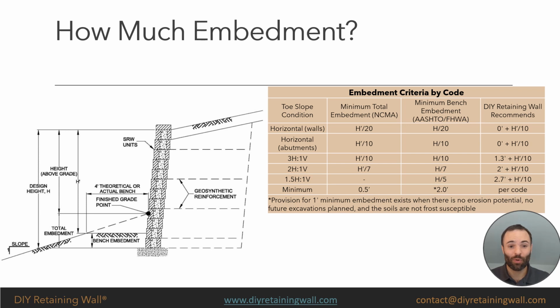NCMA bases their embedment requirements on the exposed height of the wall, while AASHTO bases their requirements on the total height of the wall, including embedment, meaning it's an iterative process. AASHTO also calculates the embedment depth based on a theoretical 4-foot horizontal bench in front of the wall. So it neglects that wedge of soil at the top of the slope for that embedment calculation. Here at DIY Retaining Wall, we take a hybrid approach. We use 10% of the exposed height, and we add the depth above that 4-foot horizontal bench.